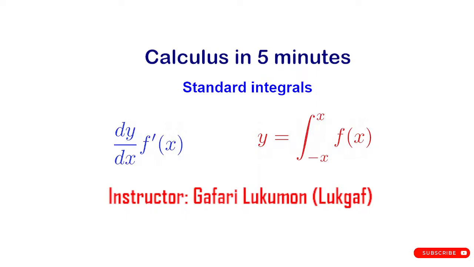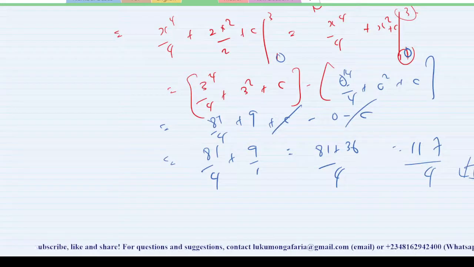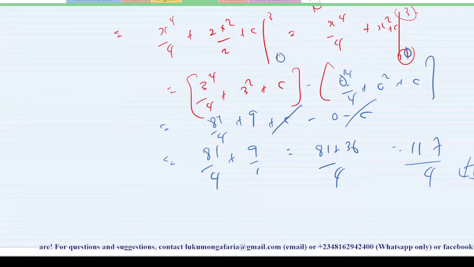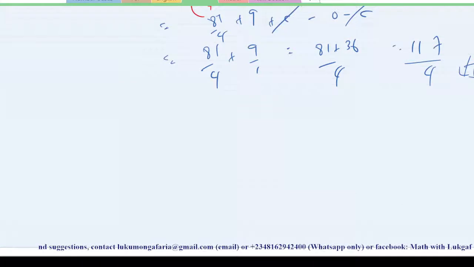Today, I'm going to continue from where we stopped, and I'm going to take you through standard integrals. That is the common integration you have to know. Since integration is a reverse process of differentiation, so far as you know some of the standard derivatives, we just take their inverses. Now let us take it one by one.